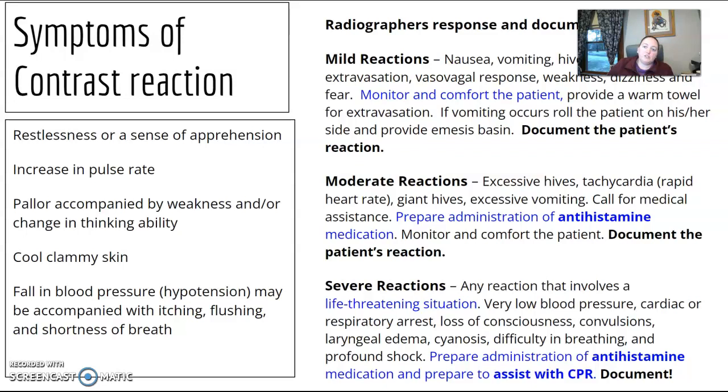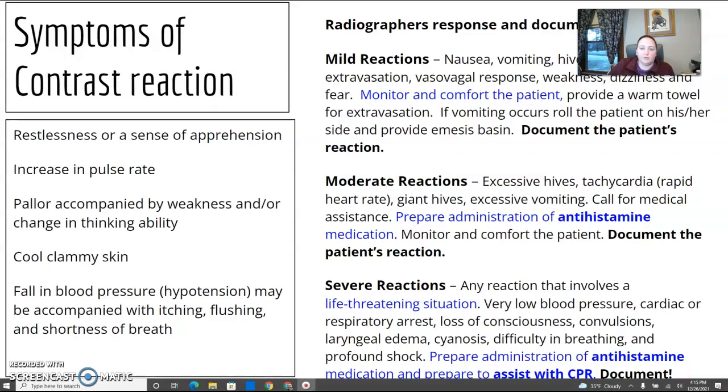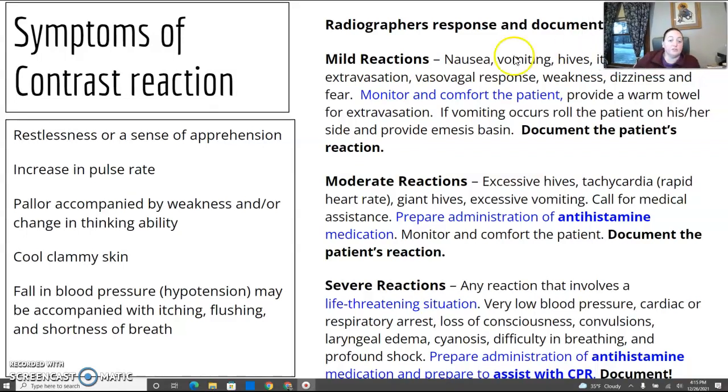Symptoms of contrast reaction will vary from patient to patient, whether it's mild or severe, but they might start to just be restless, have a sense of apprehension. You might see a slight increase in pulse rate. Their pallor accompanied by weakness or change in thinking ability. They might have cold, clammy skin all of a sudden. Fall in blood pressure, itching, flushing, shortness of breath. So all signs of possible reactions.